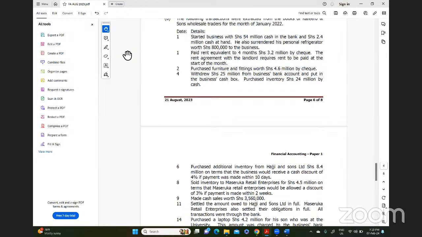So the other transaction is that we paid rent equivalent to 4 months, shillings 3.2 million by check. The rent agreement with the landlord requires rent to be paid at the start of the month. Now, we are paying rent, but surely, I think you see that we are paying it in advance, isn't it?